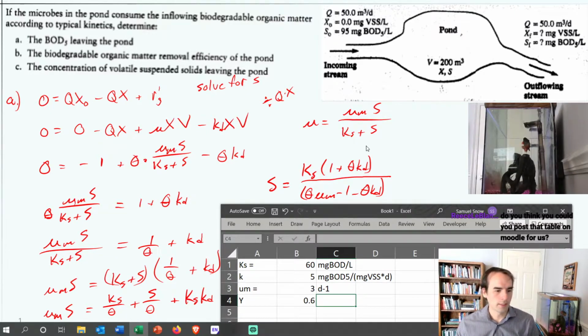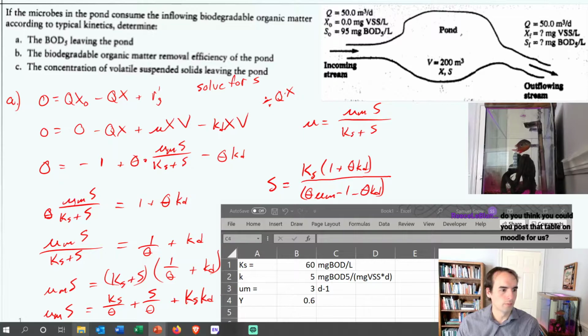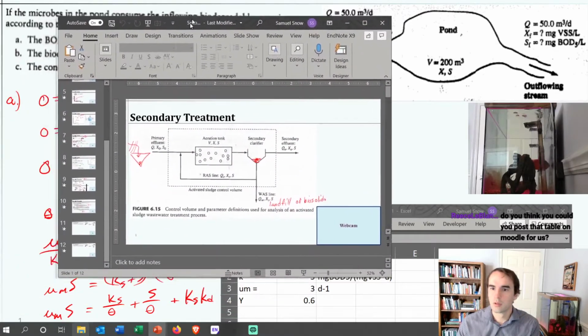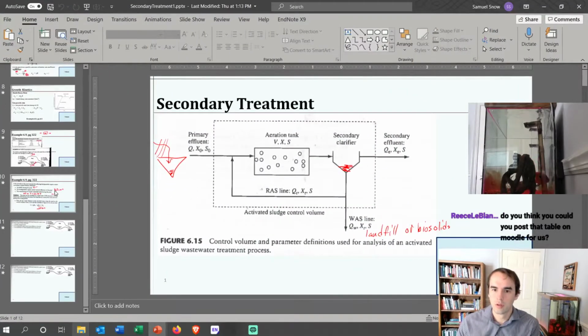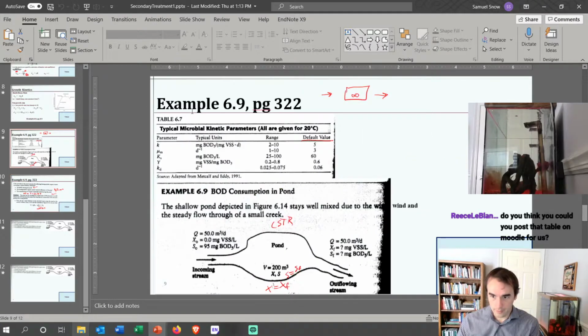Yes, and in fact, it should already be posted to Moodle in the form of our slides from last time. So let me pull these up to show you. If I have not posted these yet, I will, but this is the table here, 6.7. That's the table I'm referring to.